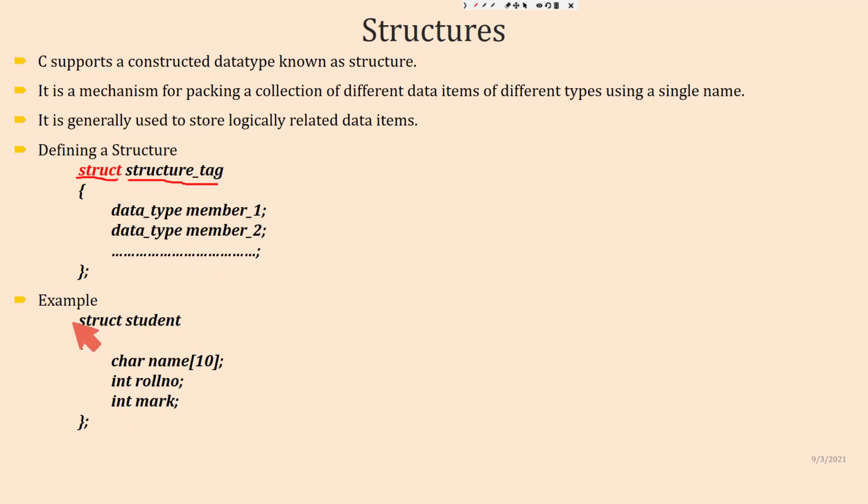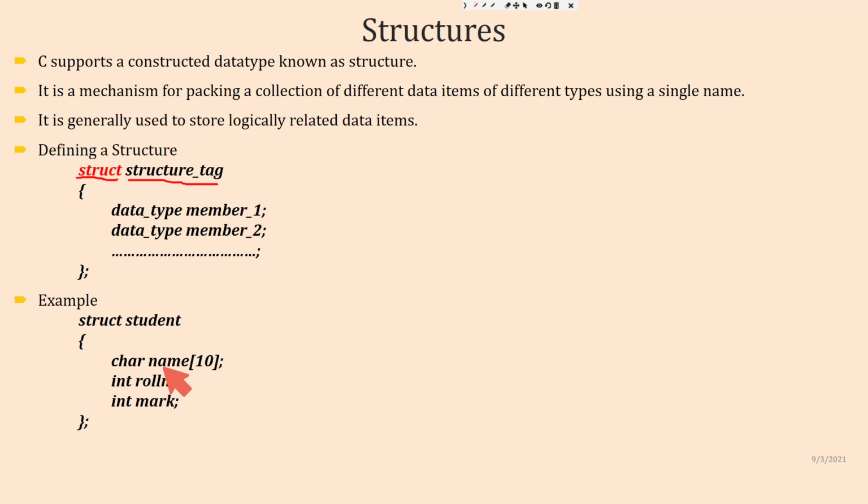Okay, I'll try to explain with the help of an example. Suppose I want to read some student data. Student data means name, roll number and mark. Other data are also there: date of birth, address, year of admission. Those things are also related to a student. Here in this example I am only concerned with name, roll number and mark.